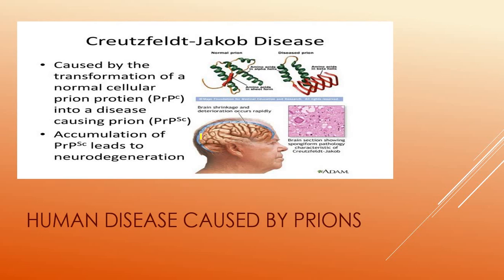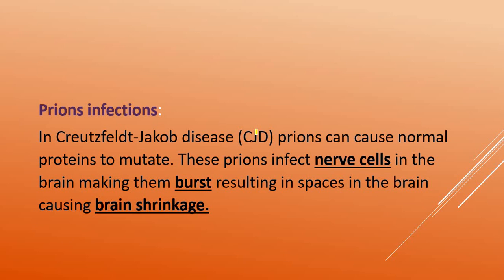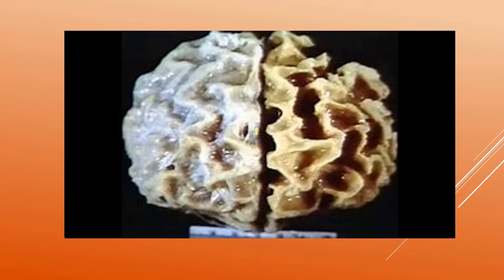This is the shape of a brain of a patient with Creutzfeldt-Jakob disease. You can notice here that there is a space caused by brain shrinkage due to deterioration from these prions. So this is the shape of a normal brain, and this is the shape of a brain infected by mutation in prions, leading to shrinkage and leaving spaces in the brain.